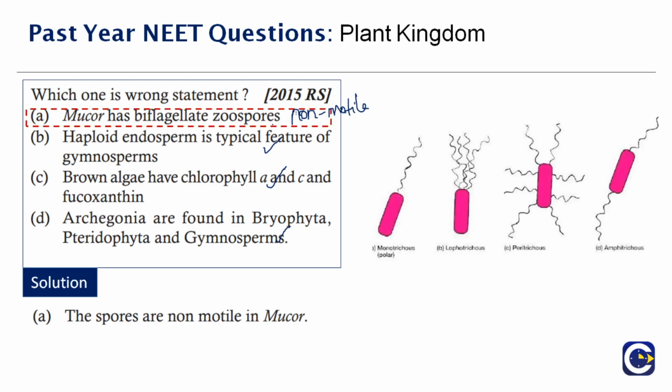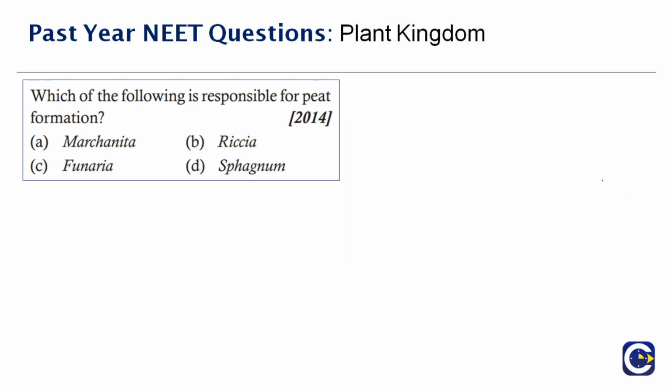Now to your right side, you can see the image of different forms of flagella. If you take monotrichous, you have a single flagellum. When I say lophotrichous, it is at one end but you have many flagella. Peritrichous, you have flagella all over the body. And when I say amphitrichous, it is at the 2 ends. So these are different forms of flagella systems present in different organisms. Now let's move to the next question.